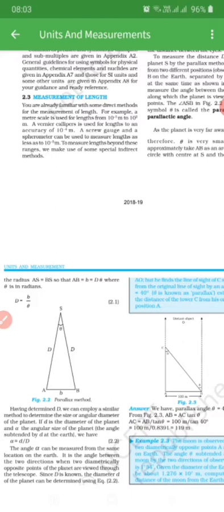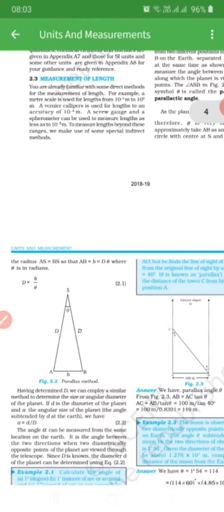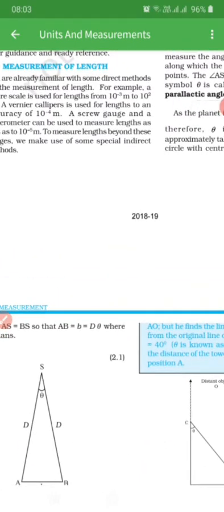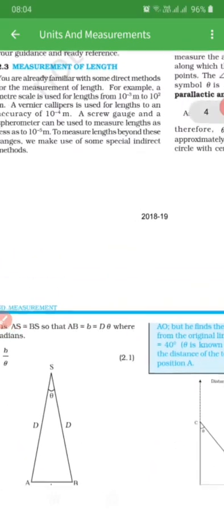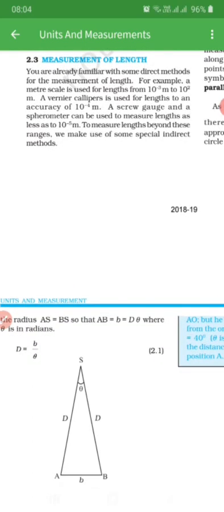Now here, as I said, the meter scale can measure length from 10 raised to minus 3 meter to 10 raised to 2 meter, right? Means 1 millimeter to 10 raised to 2 meter. Now the vernier calipers is also another instrument to measure length, and we have practicals of vernier calipers. It is used to measure length to an accuracy of 10 raised to minus 4 meter.